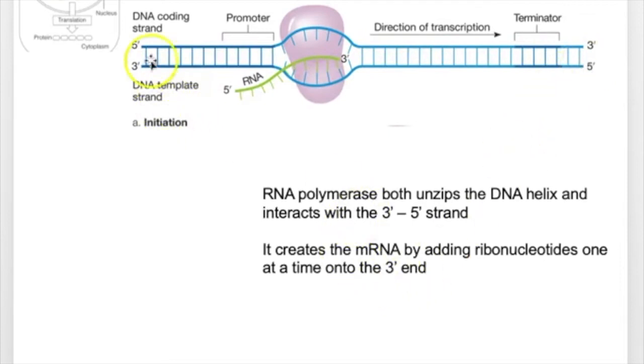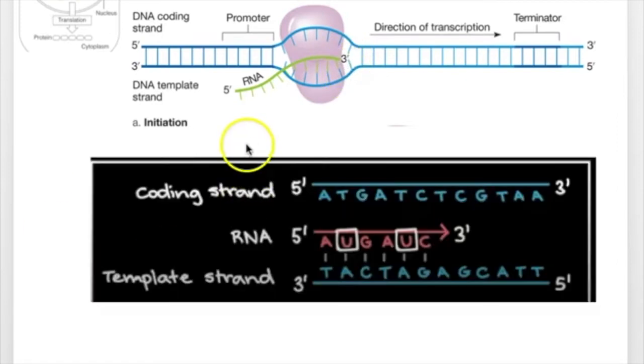So it follows the 3' to 5' strand because, like RNA polymerase, it can only add to the 3' end of its growing mRNA. So it still needs that 3' end on the pentose sugar so that it can add the phosphate to the growing 3' end. All right, so let's look at this in a little bit more detail.